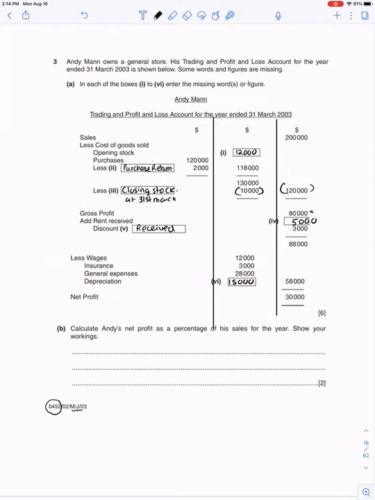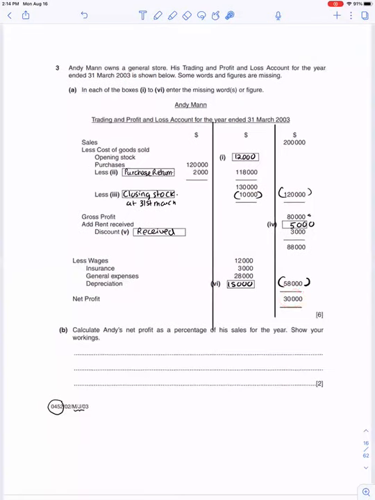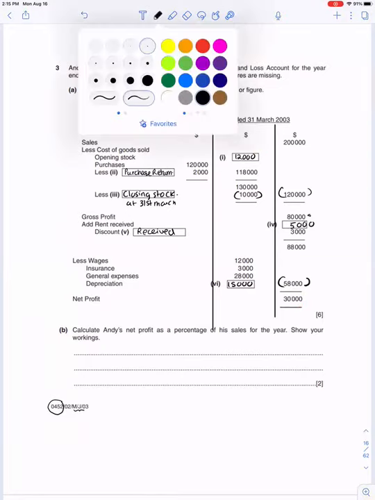From the 88,000, if I subtract my expenses, I arrive at net profit. So the net profit was given to us. I filled all the blanks which they asked me to. And this is giving me a total of how many marks? It is 6 marks.